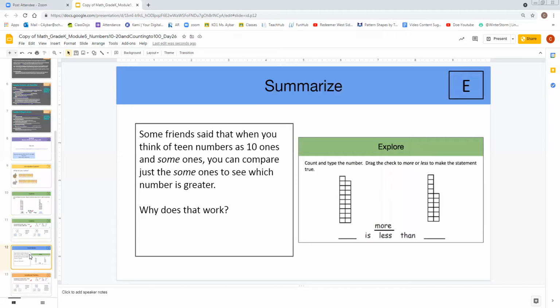How do you know if one number is more than another? You took some notes yesterday, we hope. And some of those notes for us were, some friends said that when you think of teen numbers as 10 ones and some ones, you can compare just the some ones to get to which number is greater. Does that work? And for this particular example, we are using the Explore slide from today.